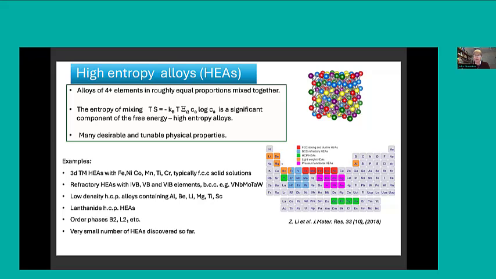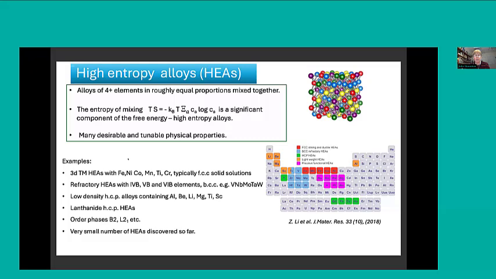And on the right-hand side, you can see a figure I've borrowed from this paper listed at the bottom, which is showing the various classes of the currently examined high entropy alloys. So in red, these are the 3D transition metal high entropy alloys. These are the Cantor-Wu alloys. So iron, nickel, cobalt, manganese, titanium and chromium have been under study for something like 20 years or so now. And then they form typically face-centered cubic solid solutions and remain stable down to pretty low temperatures.